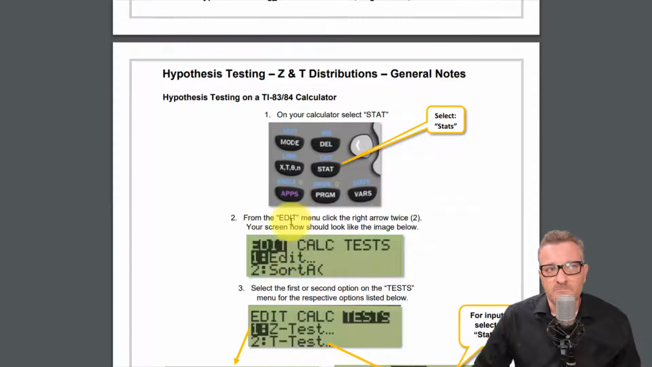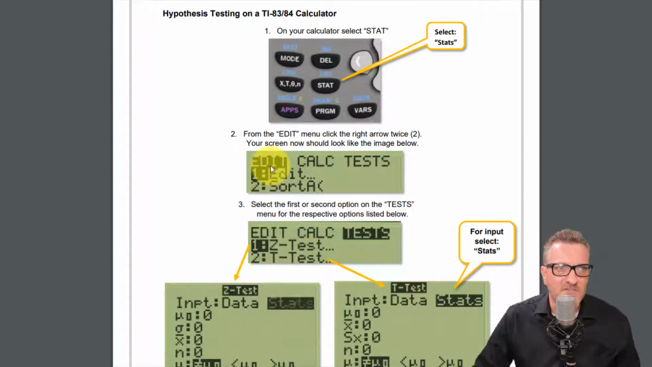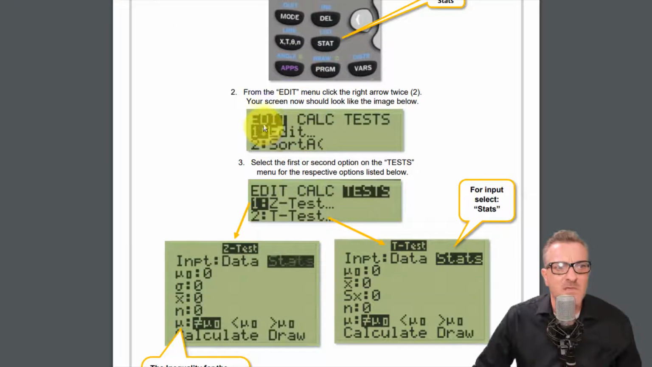Okay, your calculator. On your calculator, like I said, I have some videos up of this, so you have more times where you can check this out. But on your calculator, you click on the stats button, and from the edit menu, click the right arrow twice, and your screen should now look like this. When you click it twice, it should actually look like this right here.